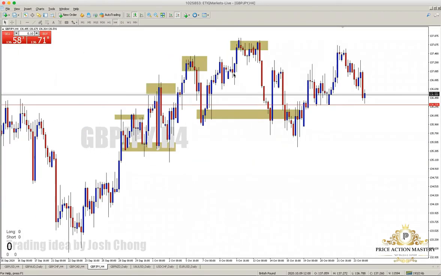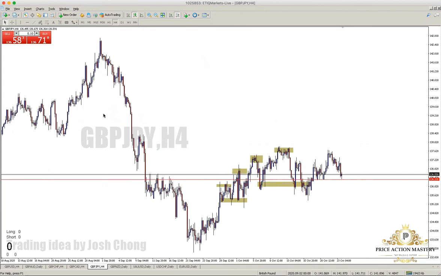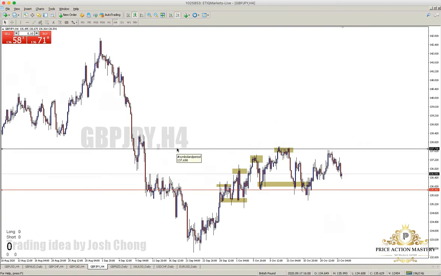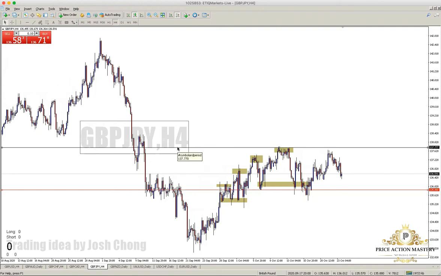Okay, so the next will be GBP yen. Basically GBP yen, still considering an up. So I could place here and here.